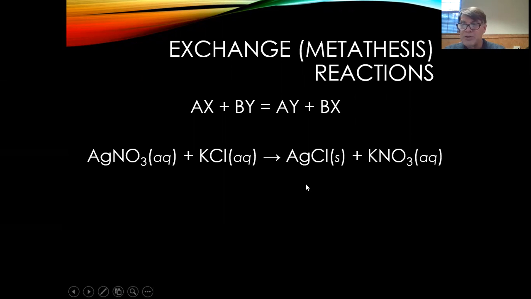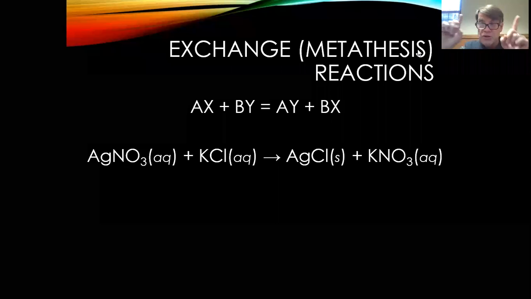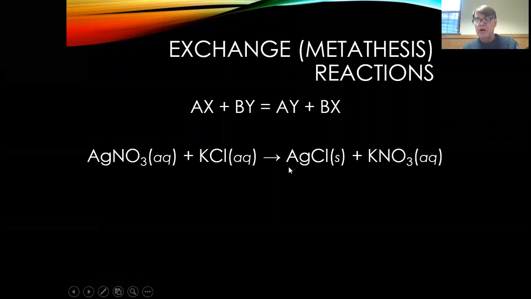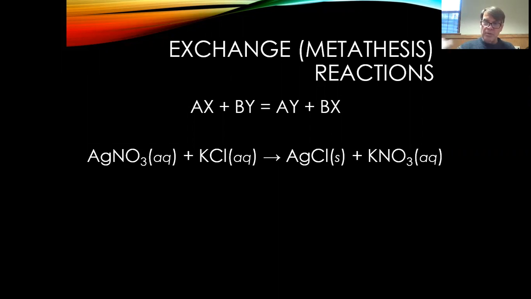So here's another example. Silver nitrate. Nitrates are always soluble. I looked it up. And so the potassium nitrate on this side is going to be in solution, aqueous. It's going to be soluble. And silver nitrate is soluble.